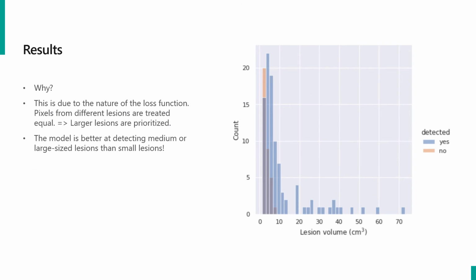So why? This is due to the nature of the loss function. Pixels from different lesions are treated equally. As a result, larger lesions are prioritized. The model is better at detecting medium or large size lesions. So here is the distribution of the volumes of missing lesions versus those that have been detected. As you can see, more small lesions are missing. As a comparison, all the large lesions have been successfully detected by the model.